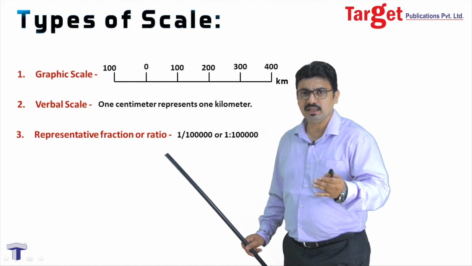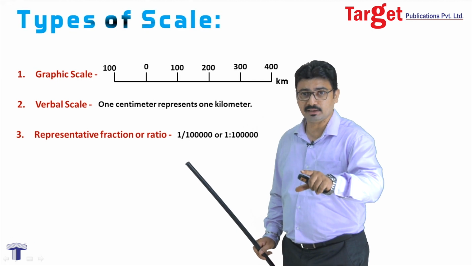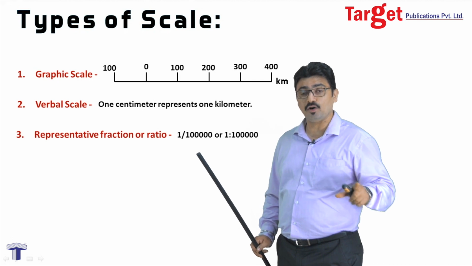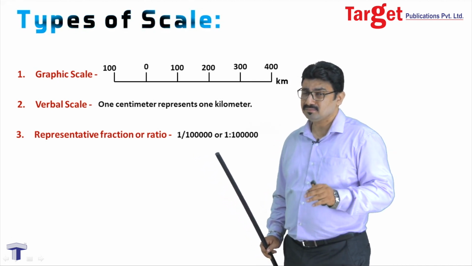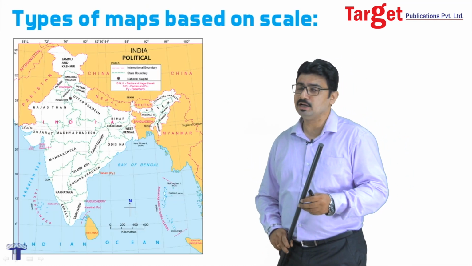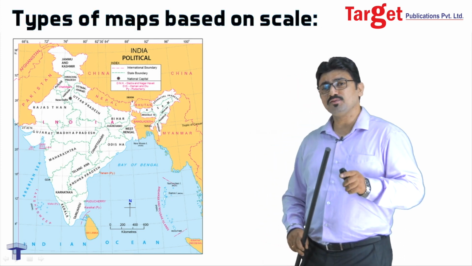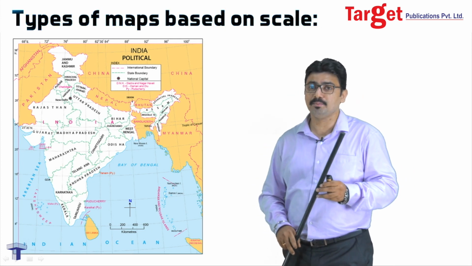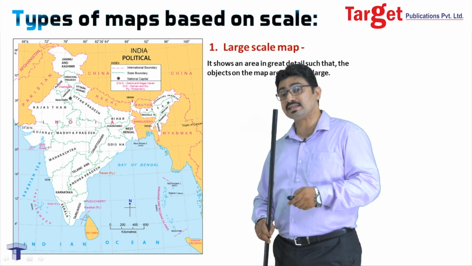So if for example we take the distance between two cities on the map as 10 centimeters, which means the actual distance between those two cities in real life on the earth is 10 into 1 lakh centimeters. So this is how the scale helps us to convert the distances on the map into actual distances. So after understanding the types of scales, we have to now see how different types of maps are based on different types of scales, right?